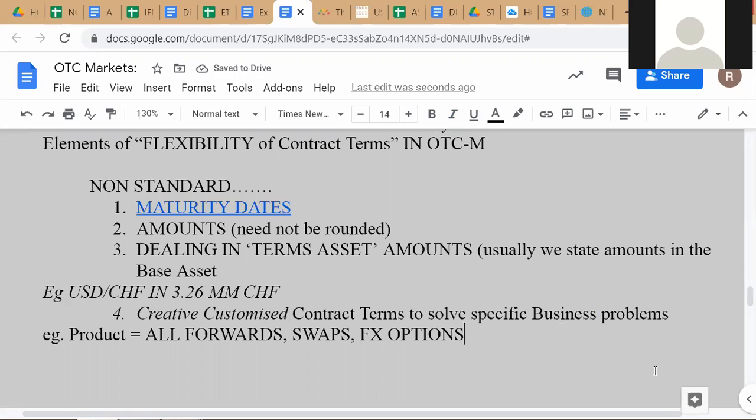So this is the other aspect of OTC markets: you can have a highly customized, just elaborating on this point, deal structures.